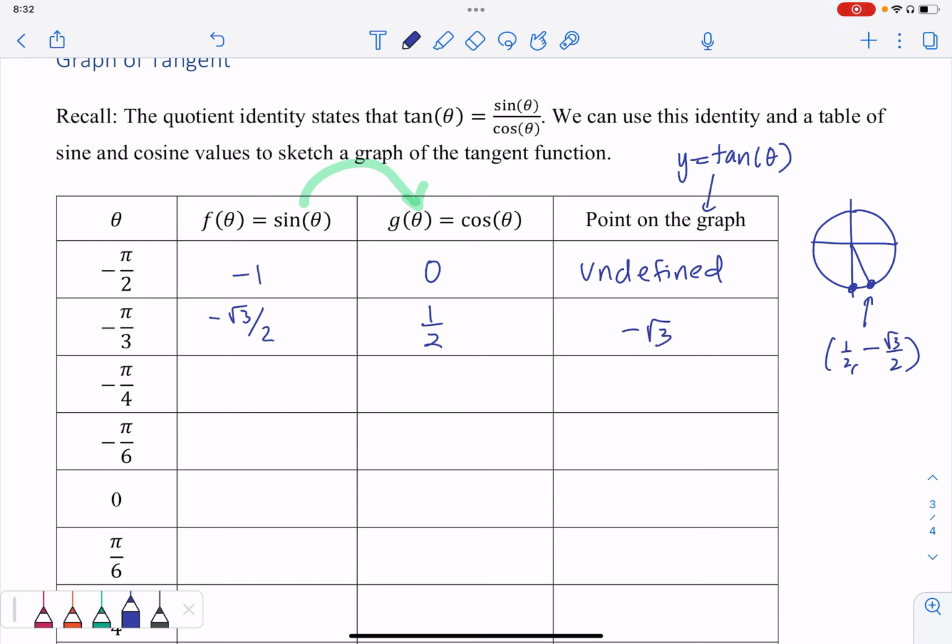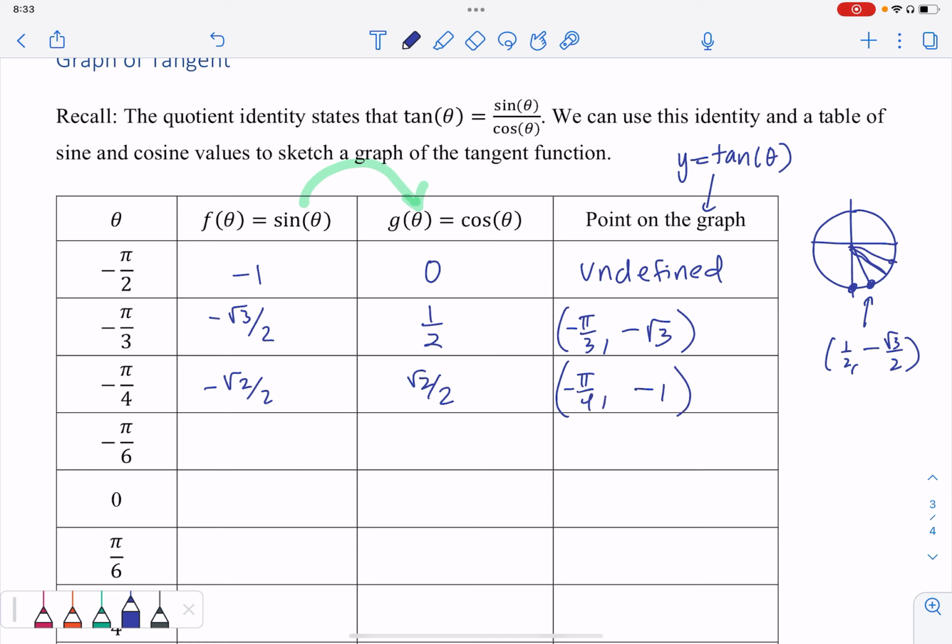All right, negative pi over 4. Well, I know at negative pi over 4 that sine theta is negative root 2 over 2, but cosine theta is root 2 over 2. And when I divide negative root 2 over 2 by root 2 over 2, I'm just left with a -1. Okay, great. Let's see, I was supposed to be putting the point on the graph. Let's go back and do that. Okay, on to the next.